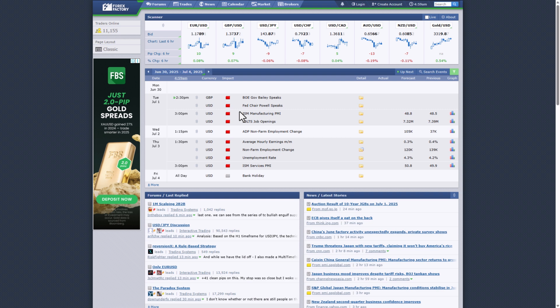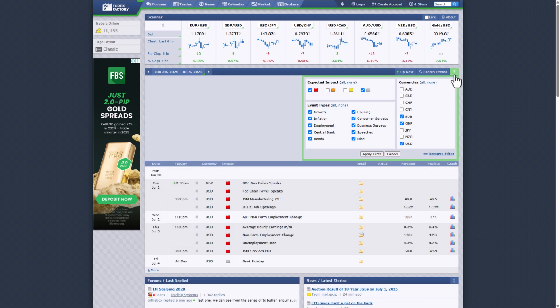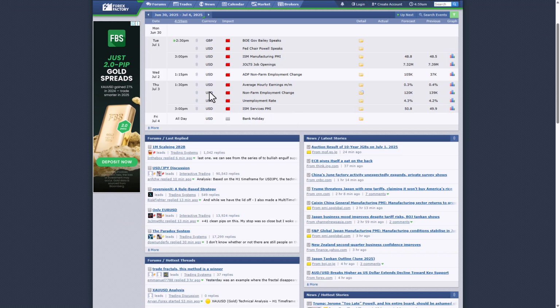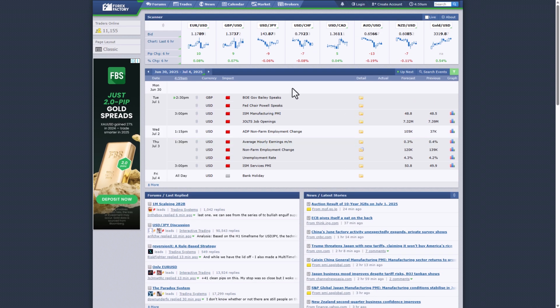Here is the economic calendar for the week from 30th June to 4th July 2025. I have also filtered the currency I'm looking at. So I have Euro, I have GBP, and I also have USD. And here I have only filtered the high impact news, which is the red folder news, and also bank holiday. When applied, I have this as the news.